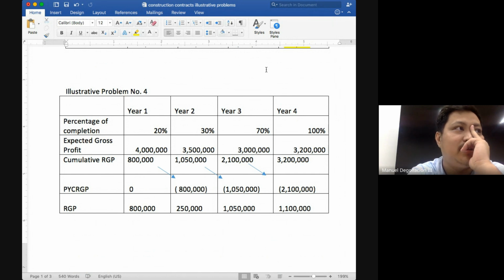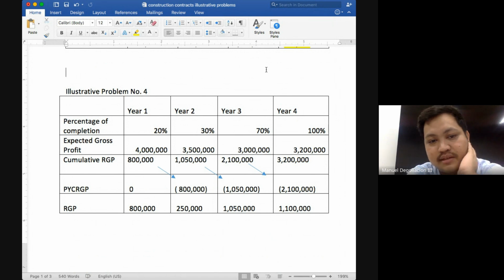Okay, and how much will 10% of 3,500,000 give you? 350, which is wrong. Let's say you will experiment. I'll use the previous year's cumulative RGP, expected gross profit. 4 million times 10%. 400. Still not the correct answer. That's why I don't want you to remember to use that solution, guys. I don't want you to grow accustomed to that way of solving for your RGP. Stick to our solution. Percentage of completion times expected gross profit minus previous year's cumulative RGP.